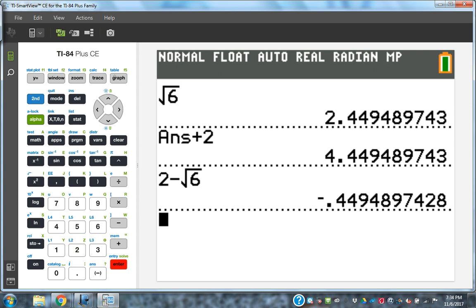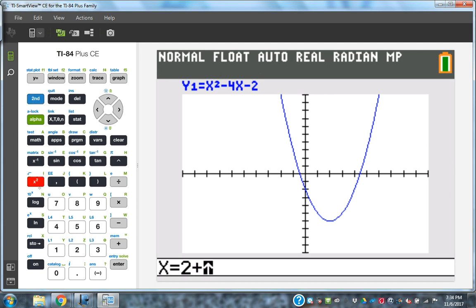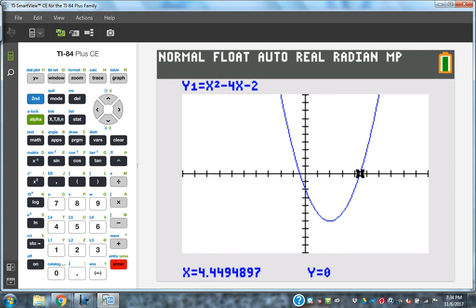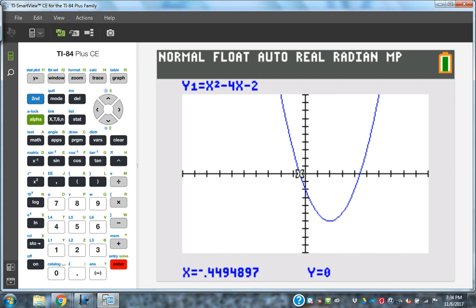On my graphing calculator, when I look at that graph, if I hit trace and then do 2 plus the square root of 6, look at that, it gives me y equals 0. Not a coincidence. And if I do 2 minus the square root of 6, that gave me 0 for the y. That is not coincidental. That stuff happens on purpose. So if it's in standard form, that's the way we're going to find all that information.